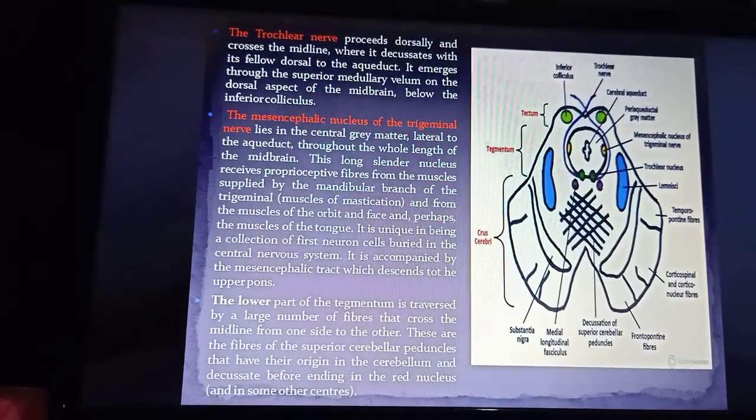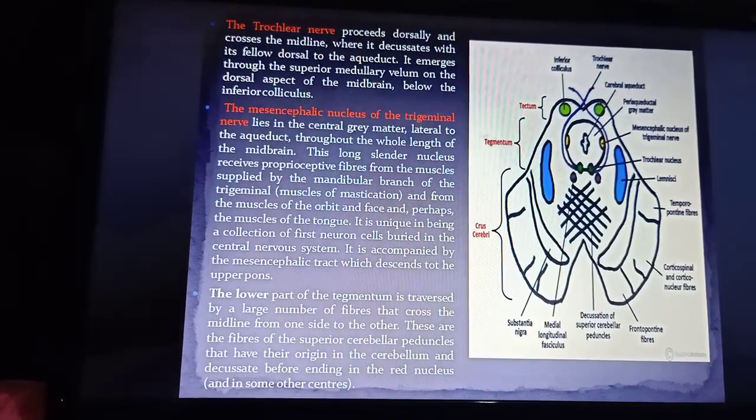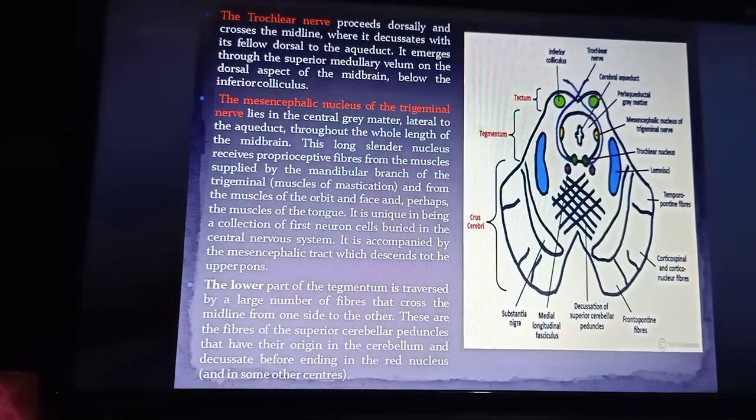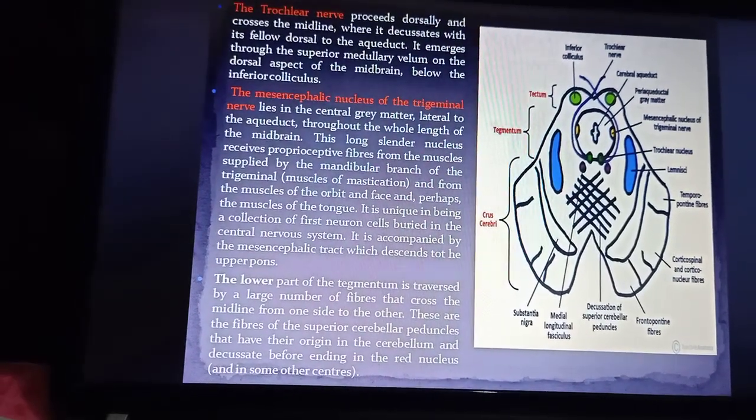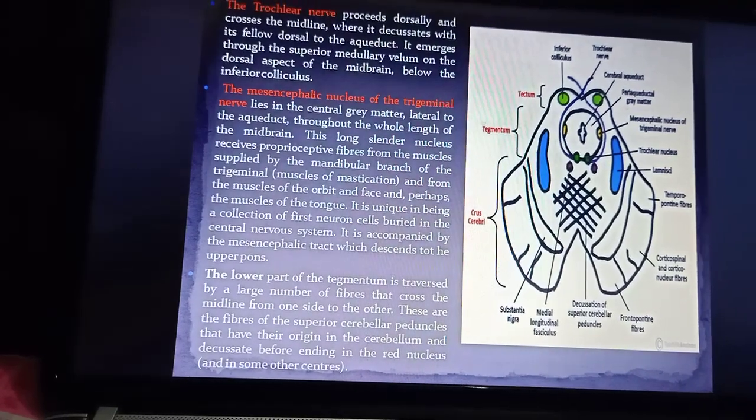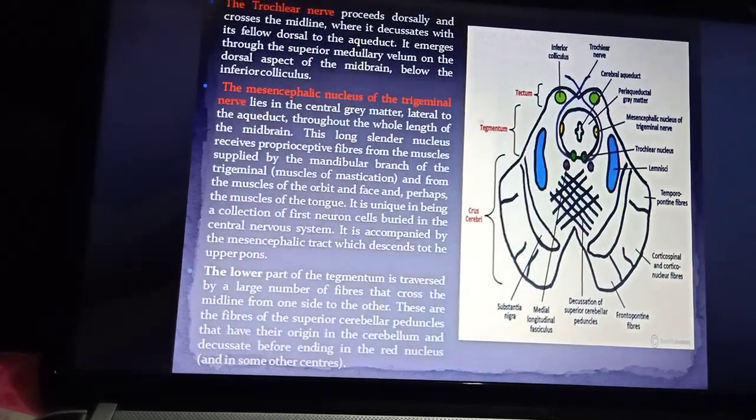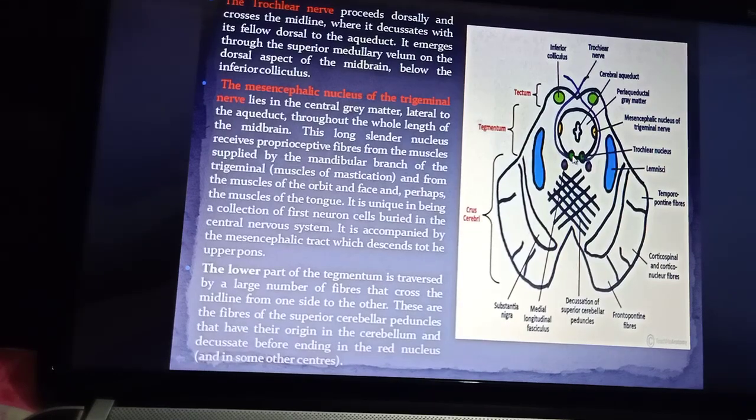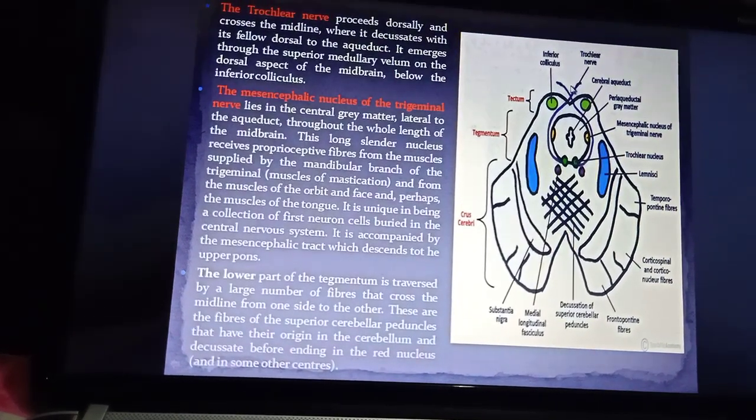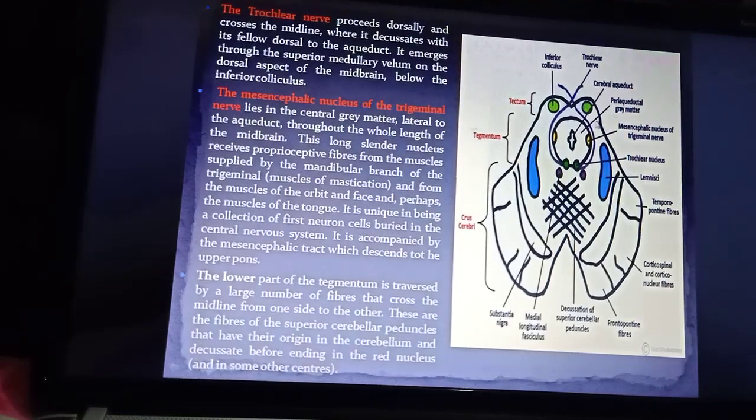The trochlear nerve proceeds dorsally and crosses the midline, where it dissociates with its fellow dorsal to the aqueduct. It emerges through the superior medullary velum on the dorsal aspect of the midbrain, below the inferior colliculus. See in this diagram, here is the trochlear nerve nucleus. The nerve emerges dorsally after decussation.